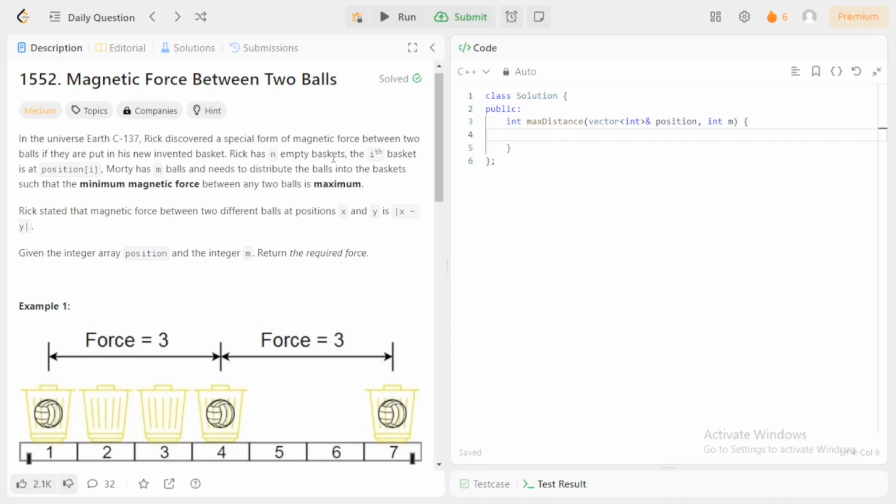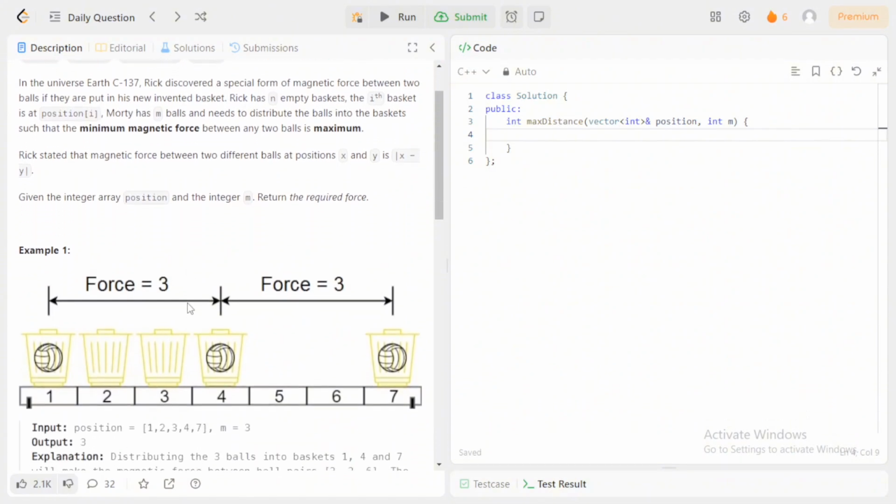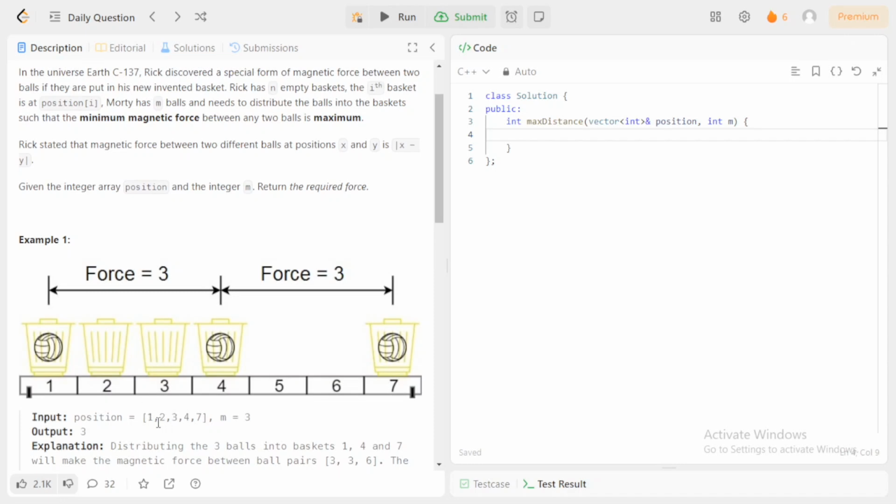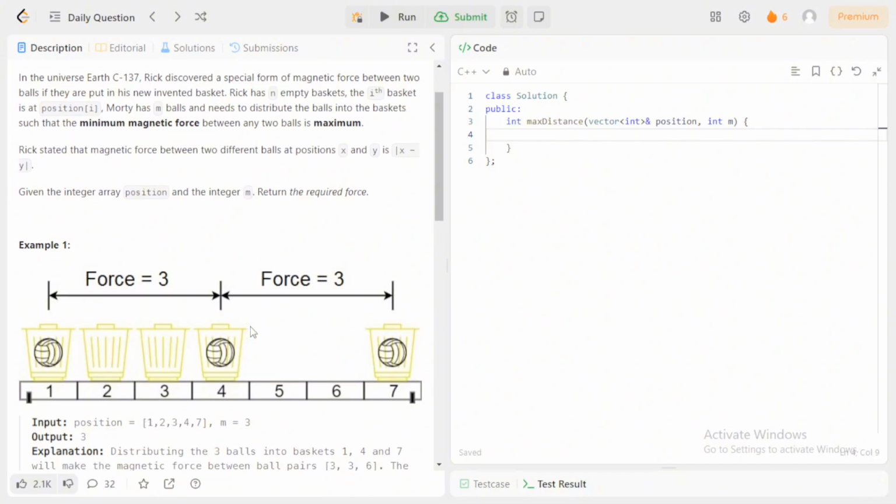What the question says is, Rick has n empty baskets, and the ith basket is at position i. So we are given an array in which the ith basket is at a position, as in this example, where 1 2 3 4 7 are the given positions of some baskets. So the baskets are at positions 1 2 3 4 and 7, as placed and shown here.